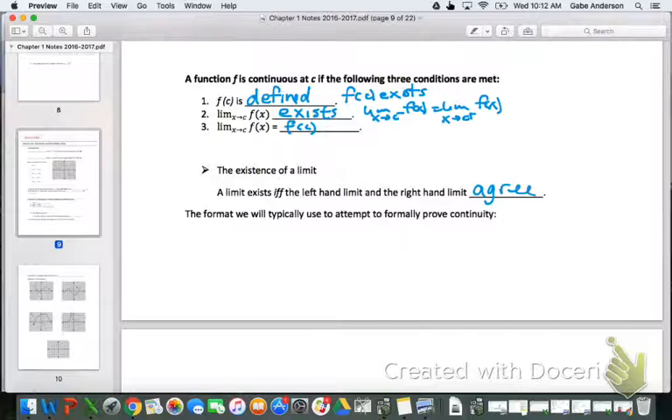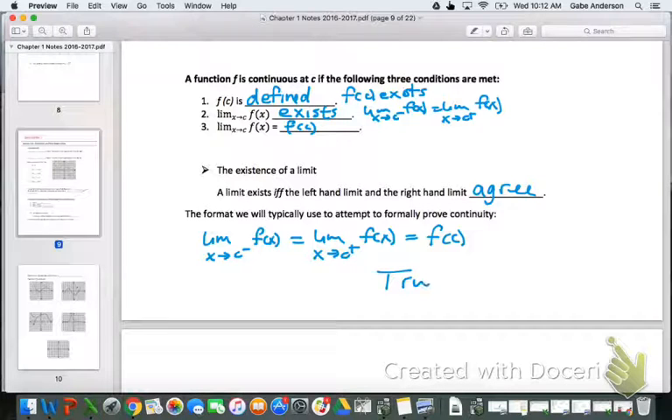But we will typically use this format I'm about to write here to prove or show continuity of a function. We're going to say the limit as x approaches c from the left of f of x is equal to the limit as x approaches c from the right of f of x is equal to f of c. If that statement is true, then we know for sure our function is continuous at x equals c.